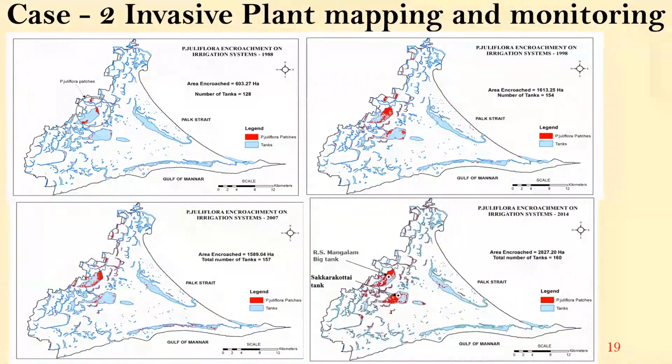However, in the year 2014, as you could see, the expansion further increased because of this invasive nature. Even if you cut this tree, a new tree develops from the same place where you cut the tree, and the area encroached was nearly 2800 in the year 2014. So, as I said, it was also devastating the agriculture in this region and affecting the livelihood.